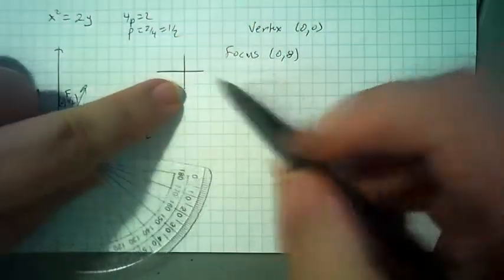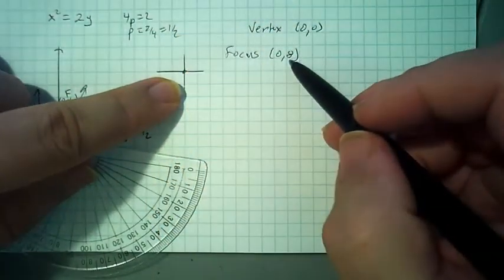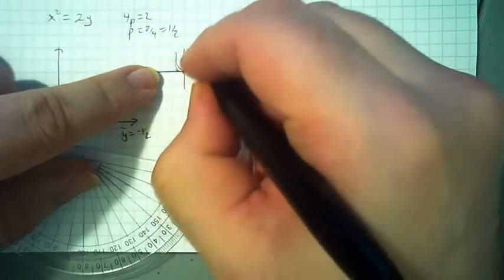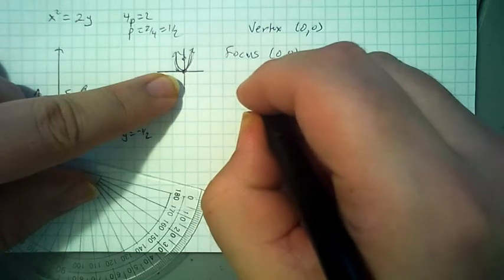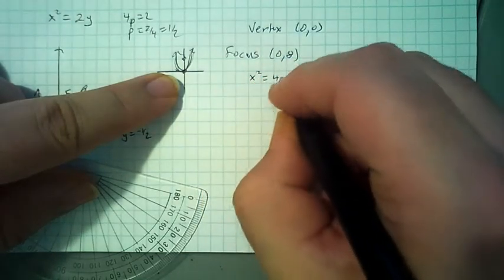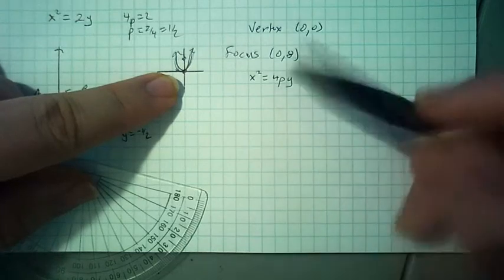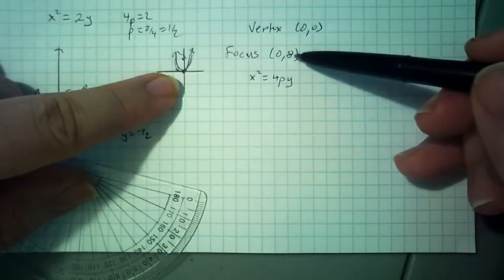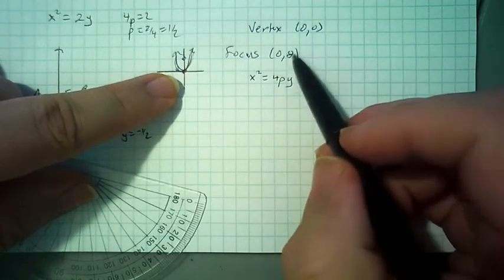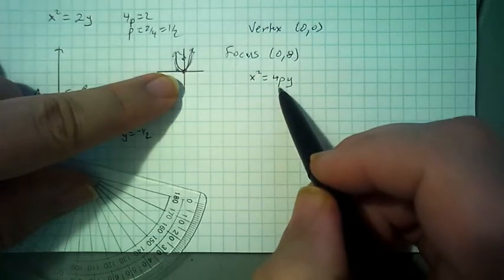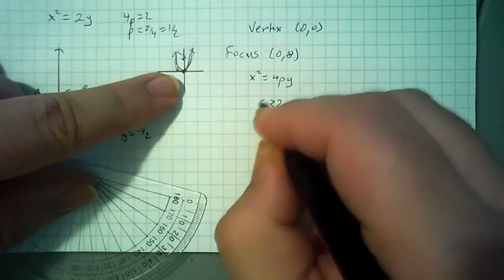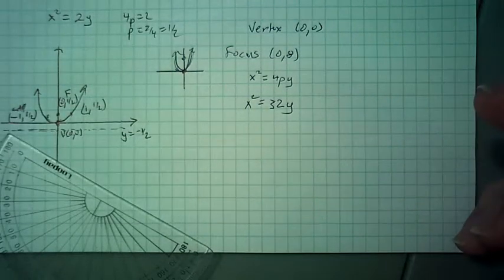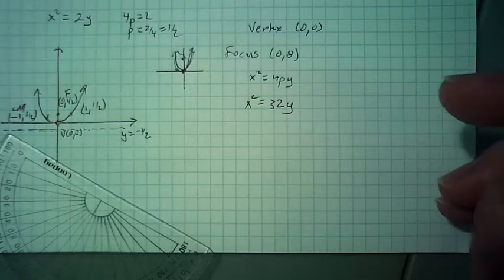So there's my axis, vertex at 0, 0. The focus is at 0, 8, that's up, which means my parabola is going to hug my focus like this. So this is an upright parabola. That means it's going to be x squared equals 4py for its equation. Now since the focus is at 0, 8 and the vertex 0, 0, the distance there is 8. It's up 8. So p is 8, and that means 4p is 4 times 8, which is 32. So x squared equals 32y. That's my parabola.